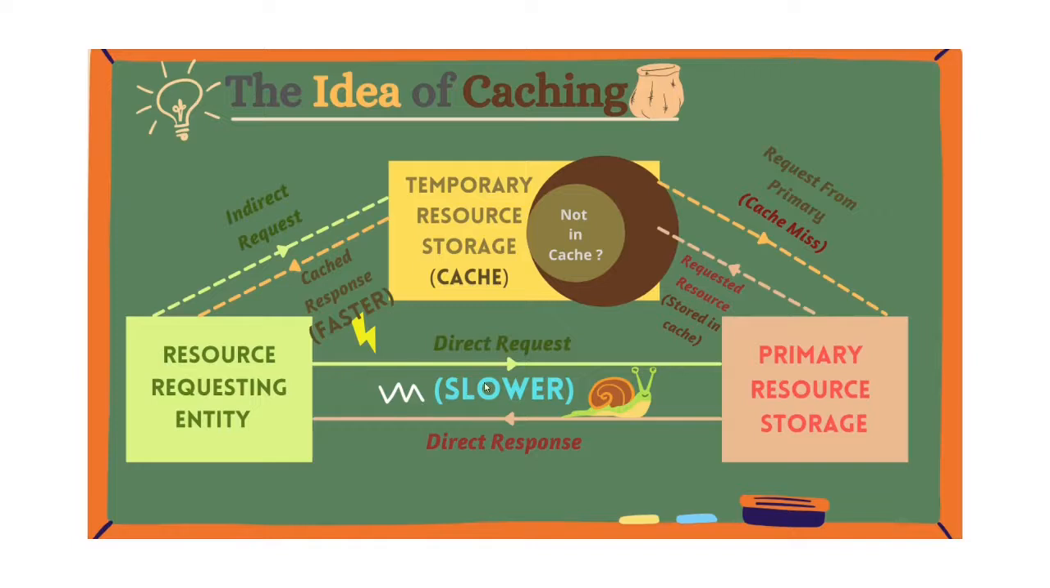The idea is when you make the direct request for the first time, you also store that in the cache so that it is available locally and more quickly to the entity. After the first direct request, consecutive requests would be made to the cache indirectly to get access to that resource. The cache then would serve the cache response, and if the requested resource is not available in the cache, that would be a cache miss. Only then a request would be made to the primary storage for that resource, and once the primary storage gives back the requested resource, it is then stored in the cache, served to the entity, and the process continues.